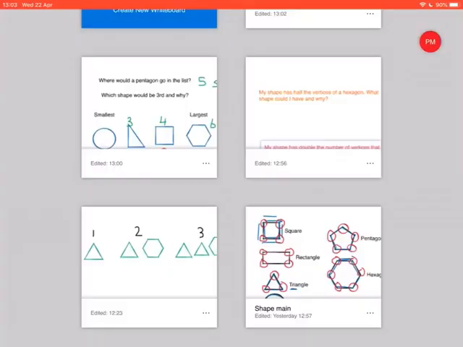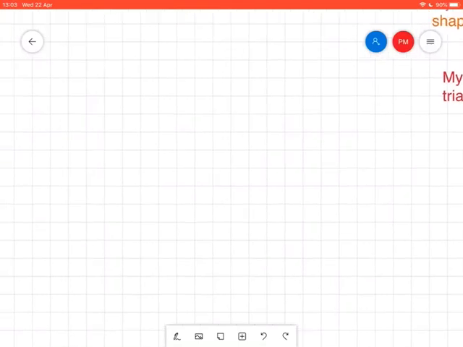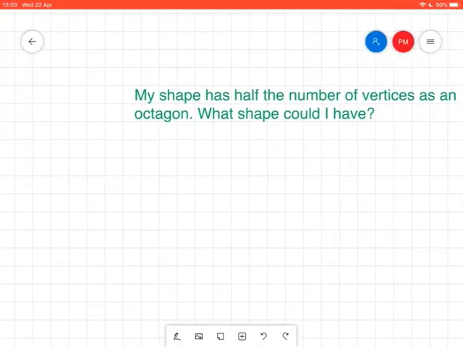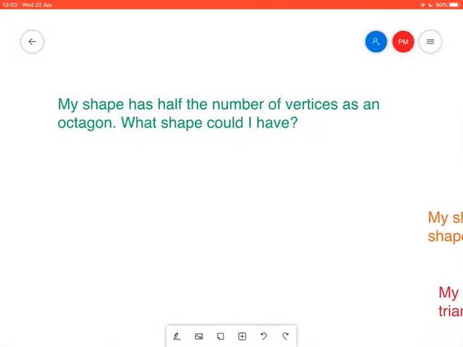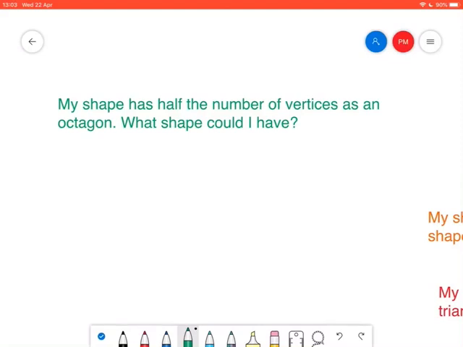So we are now going to go and look at vertices. Okay, so these are our word problems for vertices. So my shape has half the number of vertices as an octagon. What shape could I have? I will be doing this one with you.